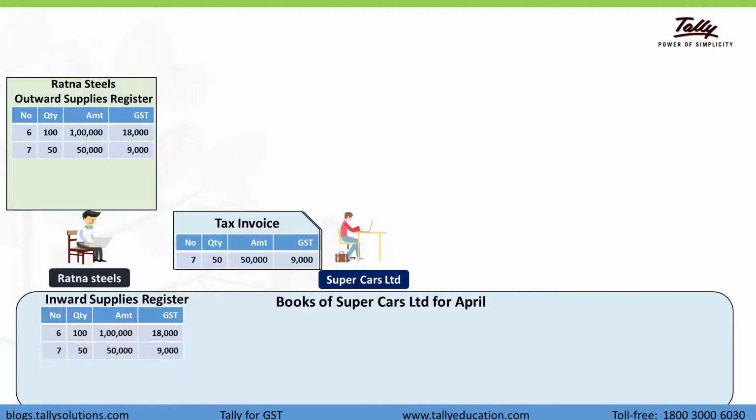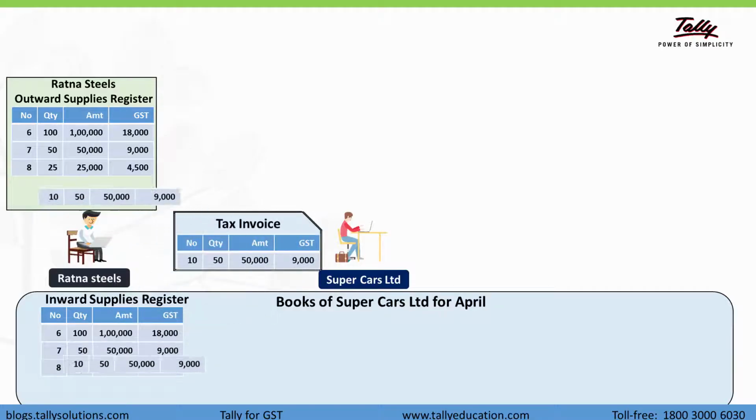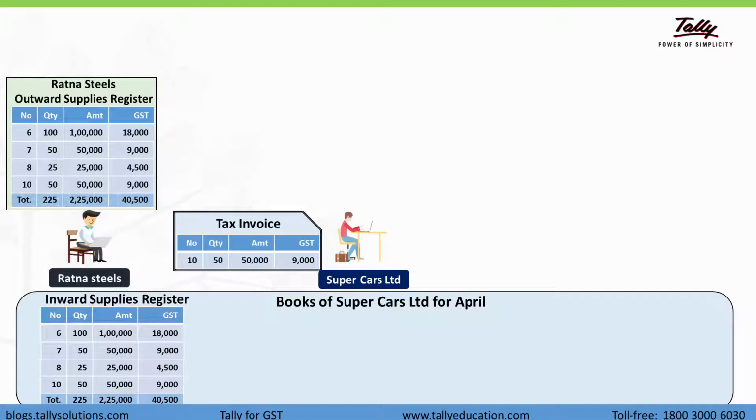Similarly, Ratna Steels issues invoice number 7 to you, which gets recorded in your inward supplies register and Ratna Steel's outward supplies register. Again, Ratna Steels issues invoice number 8 to you, which gets recorded in the same way. Ratna Steels now issues invoice number 10 to you, which also gets recorded in your inward supplies register and Ratna Steel's outward supplies register.